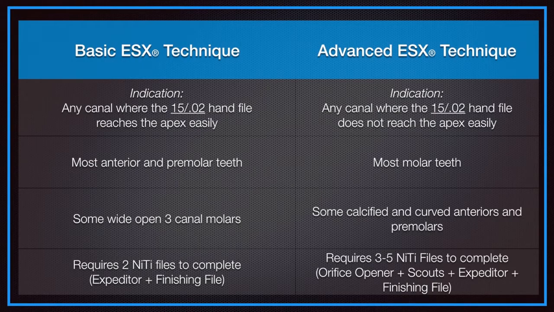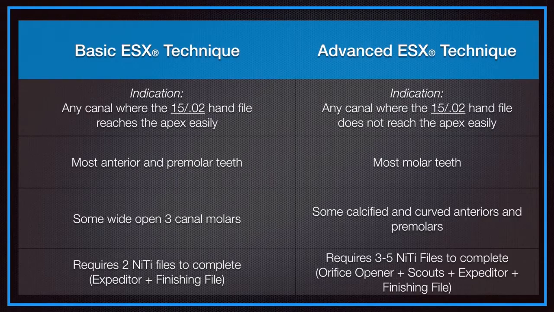SSC is a single stroke and clean, which we have done in previous tutorials. Please go back and review those if you don't know. So let's just take a look at one little table here that explains the whole system to us, the difference between the basic ESX technique and the advanced ESX technique. So obviously the basic technique is used in basic canals, and basic canals are defined as cases or canals in which a 1502 hand file can easily reach the apex.